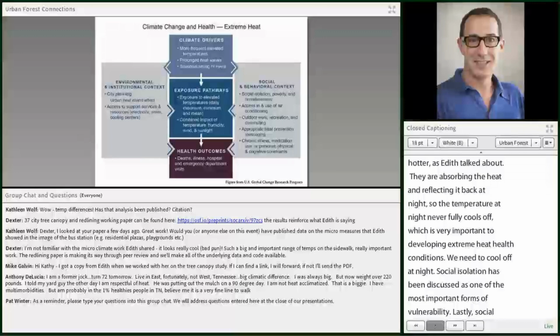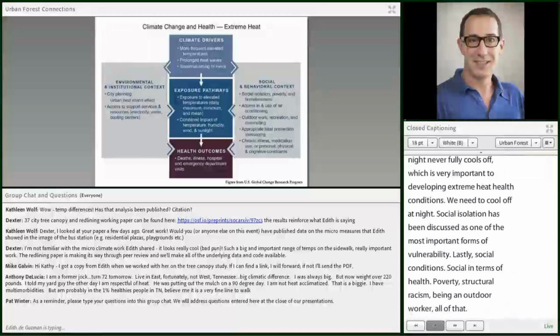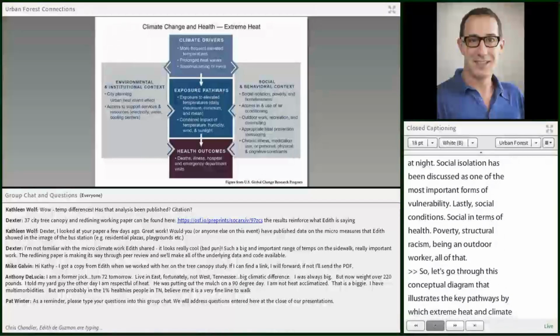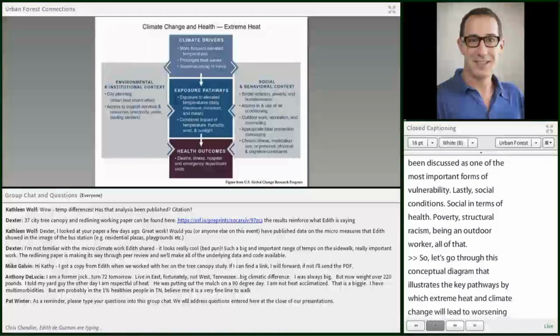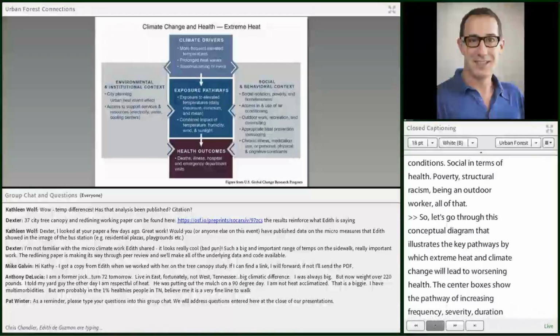So let's just go through this conceptual diagram. It illustrates the key pathways by which extreme heat and climate change is going to lead to worsened health. The center boxes show the pathway of increasing frequency, severity, duration of extreme heat, increasing the temperature maximums, minimums, and means, leading to more deaths and hospitalizations.